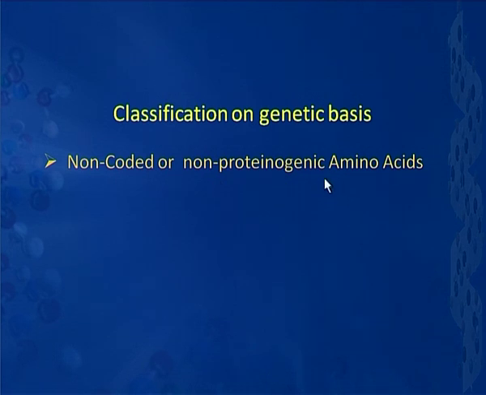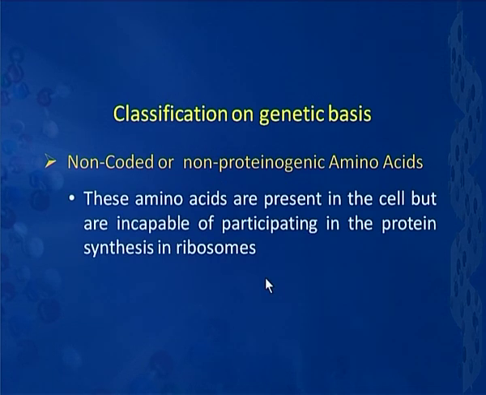The second class here happens to be, as is obvious, non-coded or non-proteinogenic amino acids. These amino acids are present in the cell, but are incapable of participating in the protein synthesis in the ribosomes.